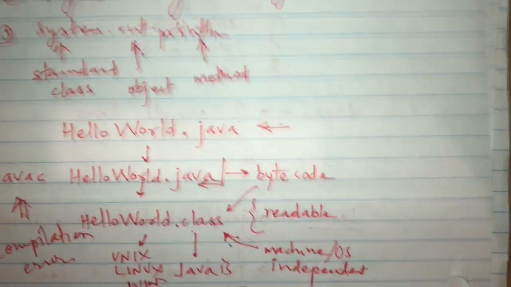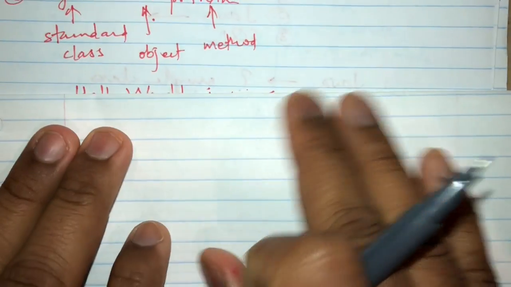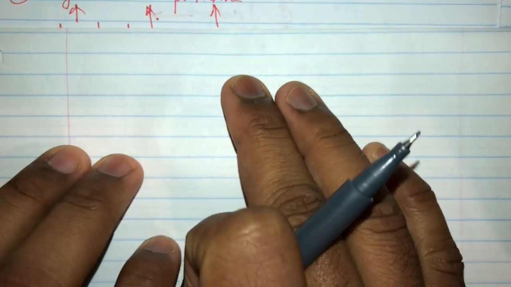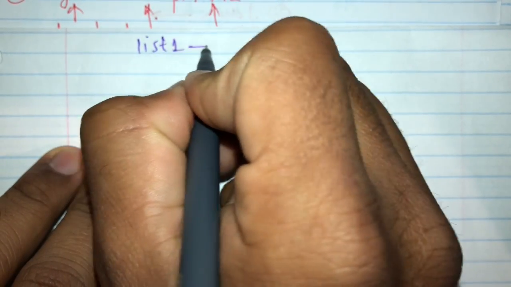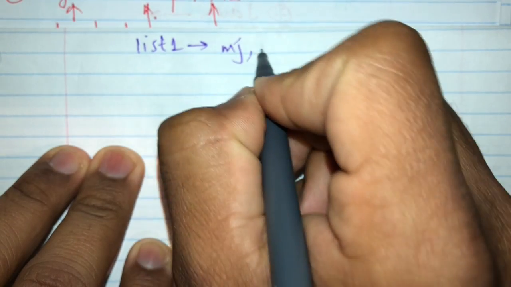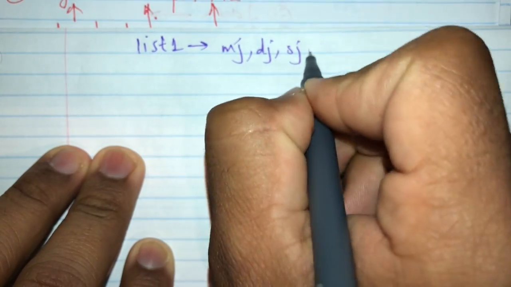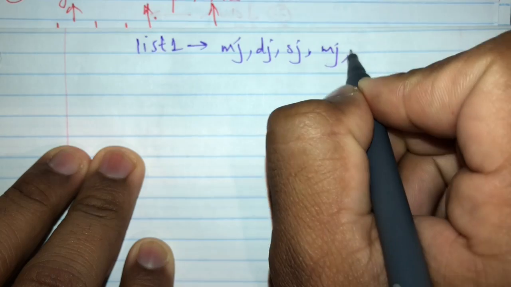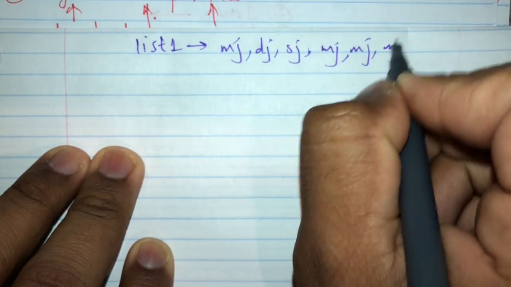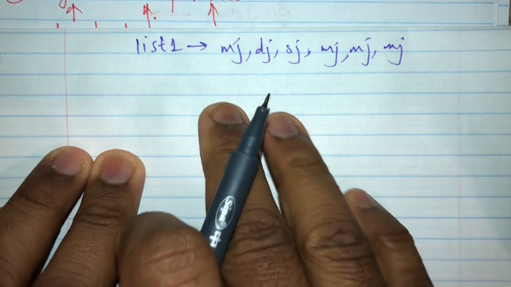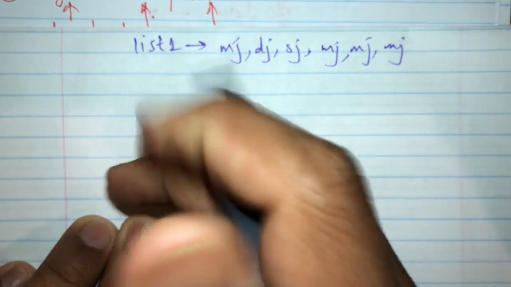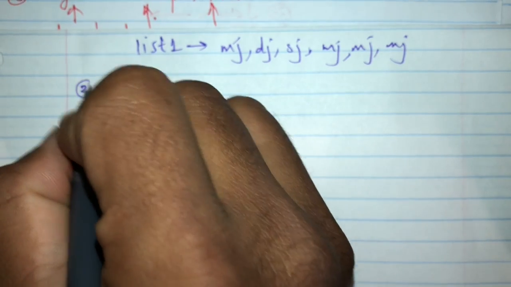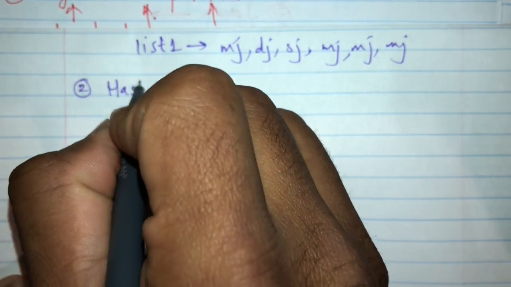Now one shortcoming of a list is you cannot enforce unique elements in it. So my list can go from MJ, DJ, SJ to again MJ, MJ, MJ. So there is no condition on the uniqueness of elements in a list, and that's why we use something called a HashMap.